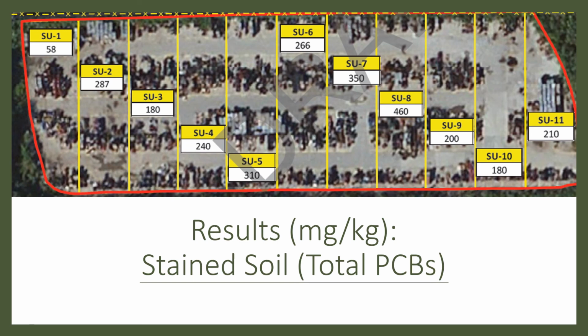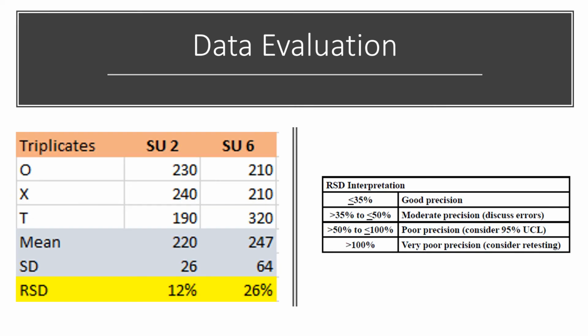So these are the results in milligrams per kilogram of the PCBs, total PCBs, across the different sampling units. We can see that we have elevated concentrations throughout. These are all going to require some action. These were sent off to the lab for analysis, not for field analysis. But we were able to look at the triplicate samples and see how they performed.